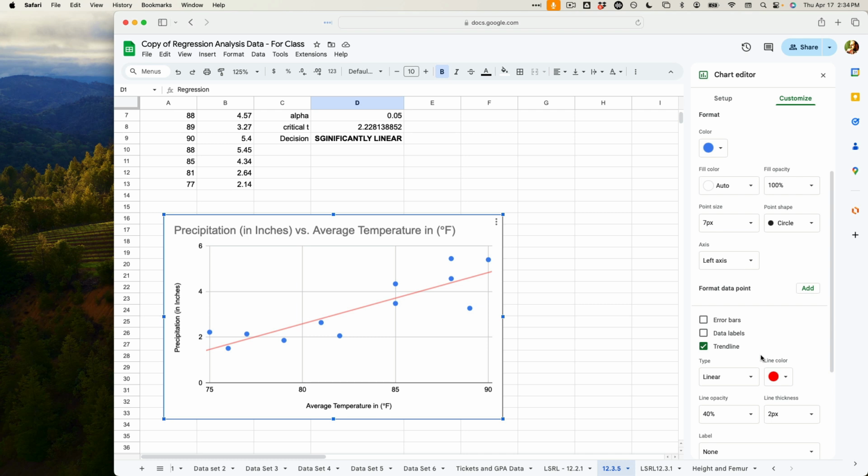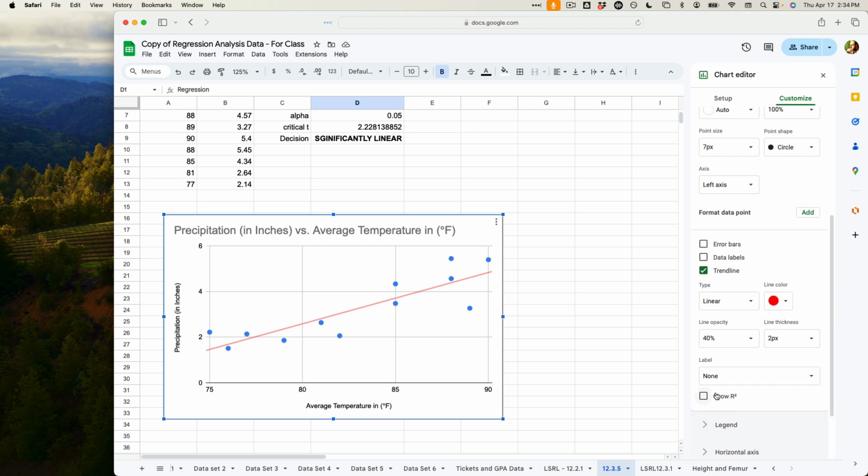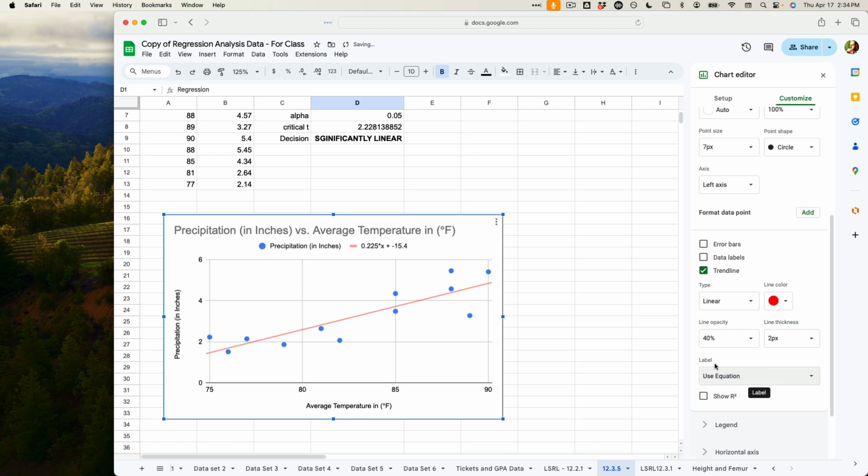But I'm interested in the equation because this is useless to me. It's a straight line, but then what is my precipitation at 84 degrees? I don't know. I need the formula for that straight line. So you can get that formula. Just scroll down a little bit, and you can say label, use equation. So this is telling you what you want to label the straight line as. Use the equation to label it. So that's telling me that my line has the following formula: 0.225x minus 15.4. So the slope is 0.225 and the intercept is minus 15.4.